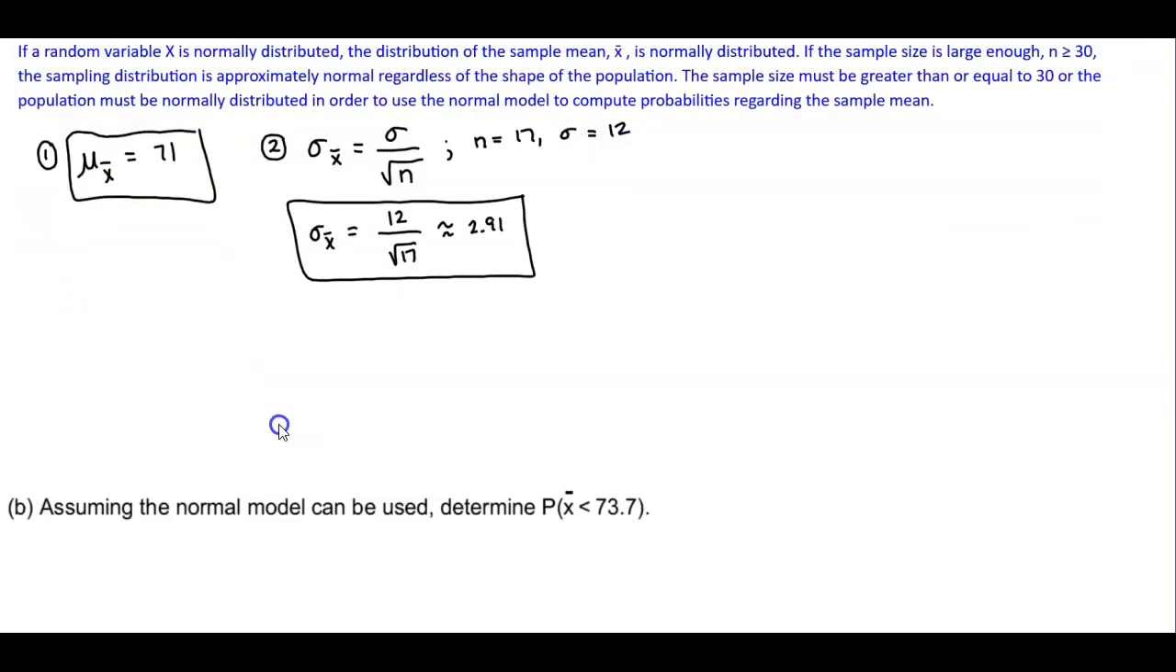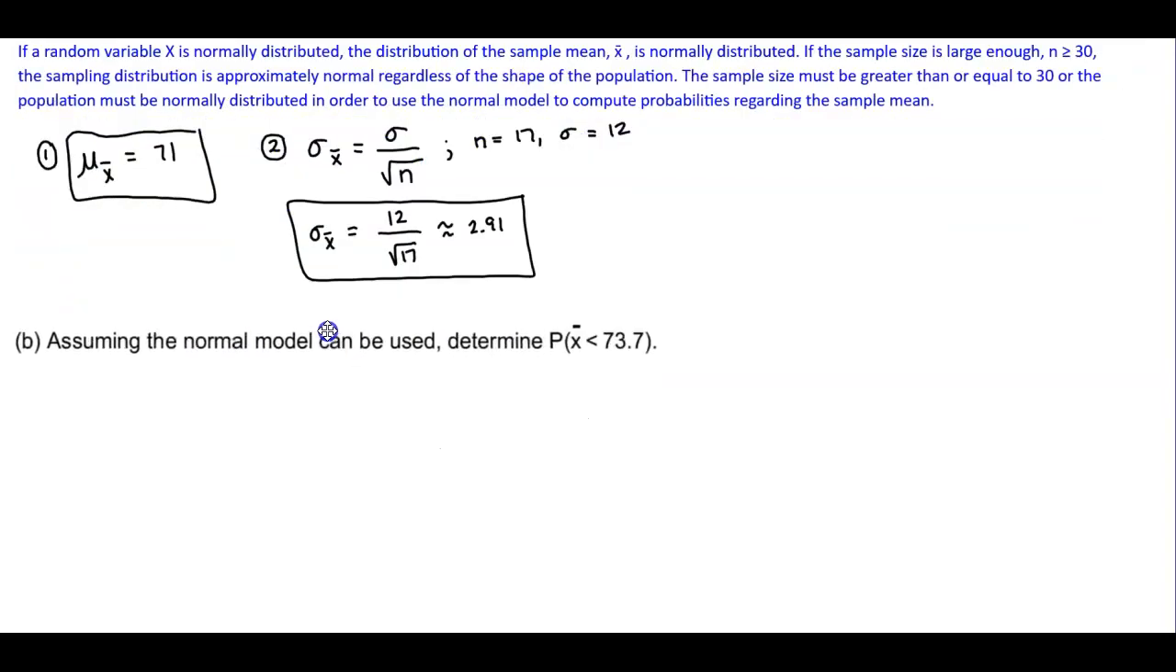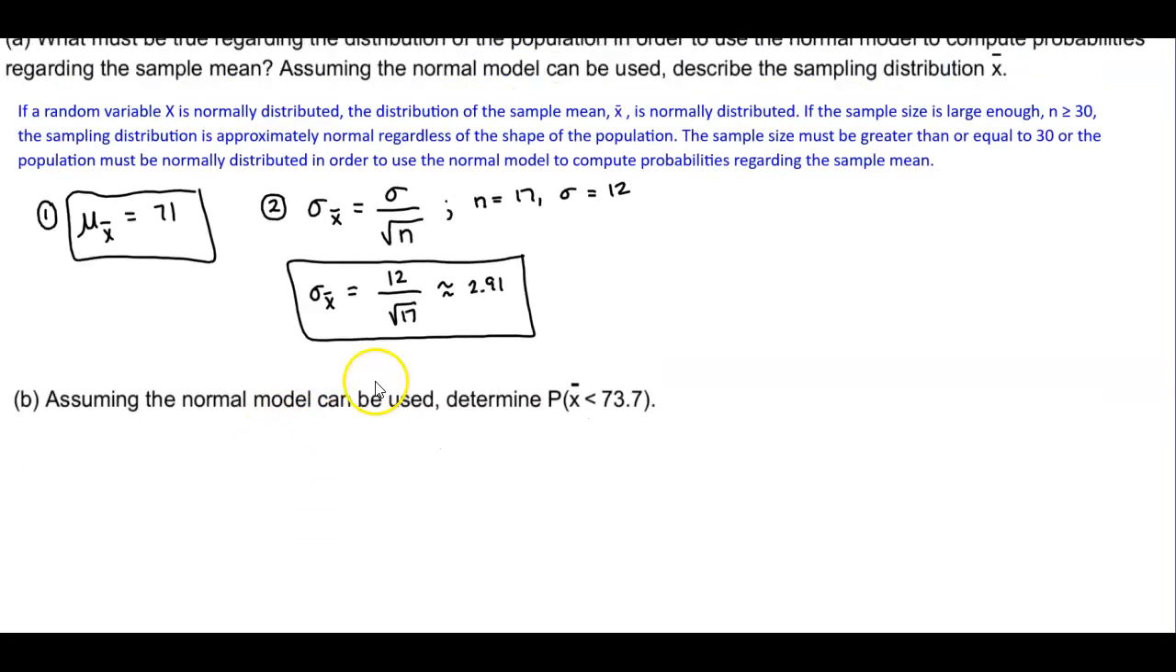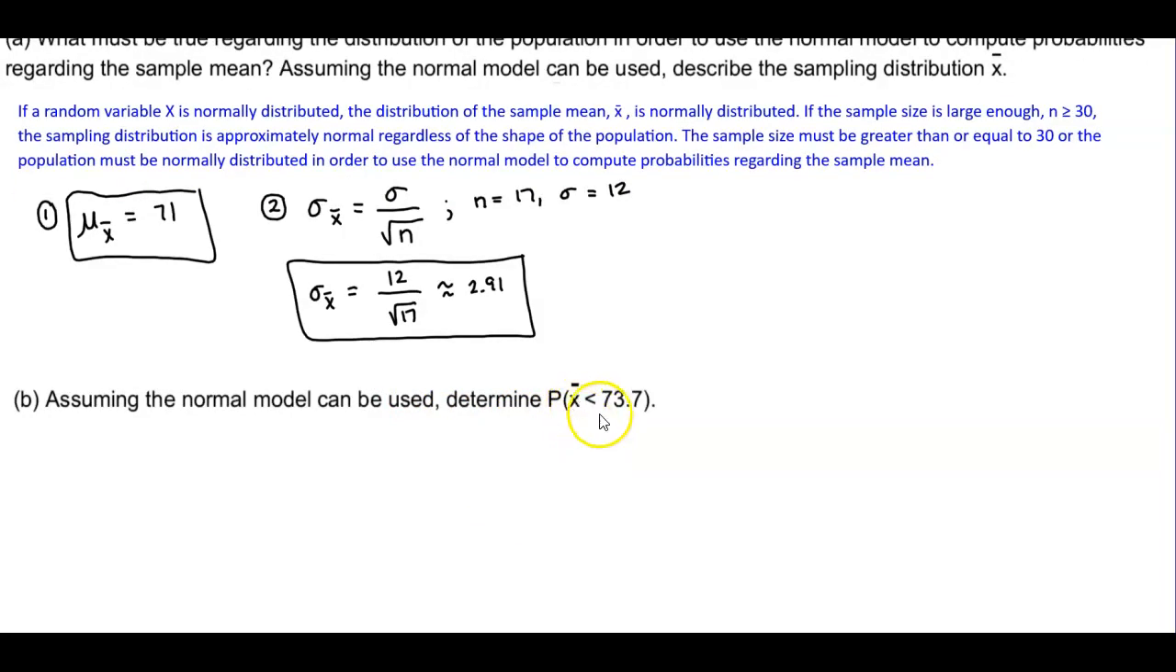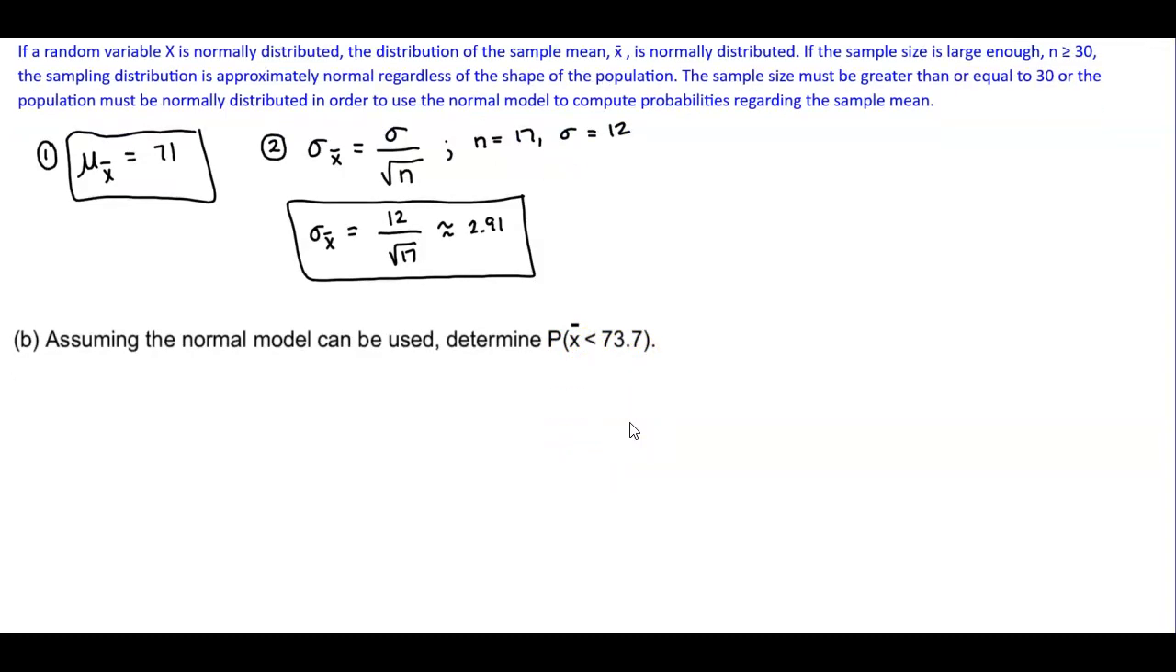Now let's take a look at Part B. Again, assuming that the normal model can be used, we want to determine the probability that the sample mean is less than 73.7. So we want to find the probability that x bar is less than 73.7.